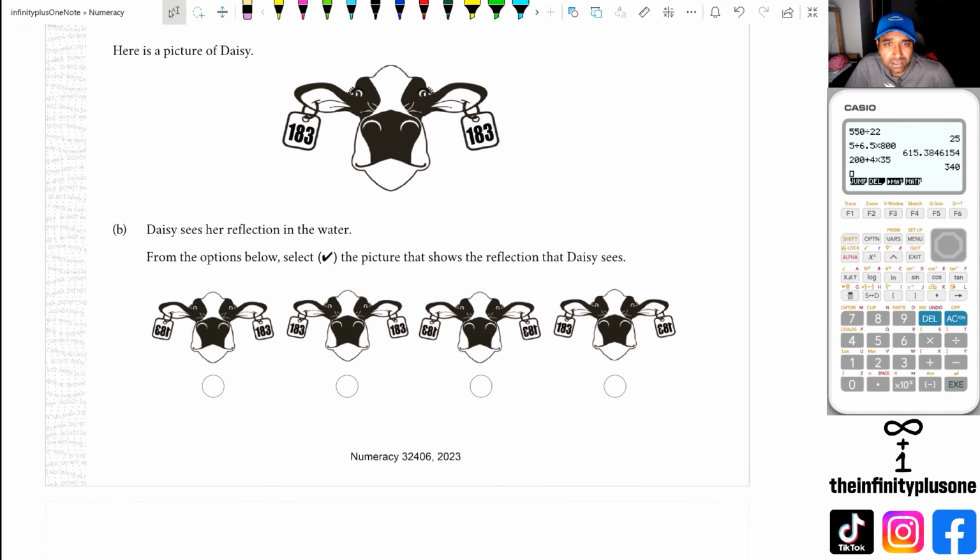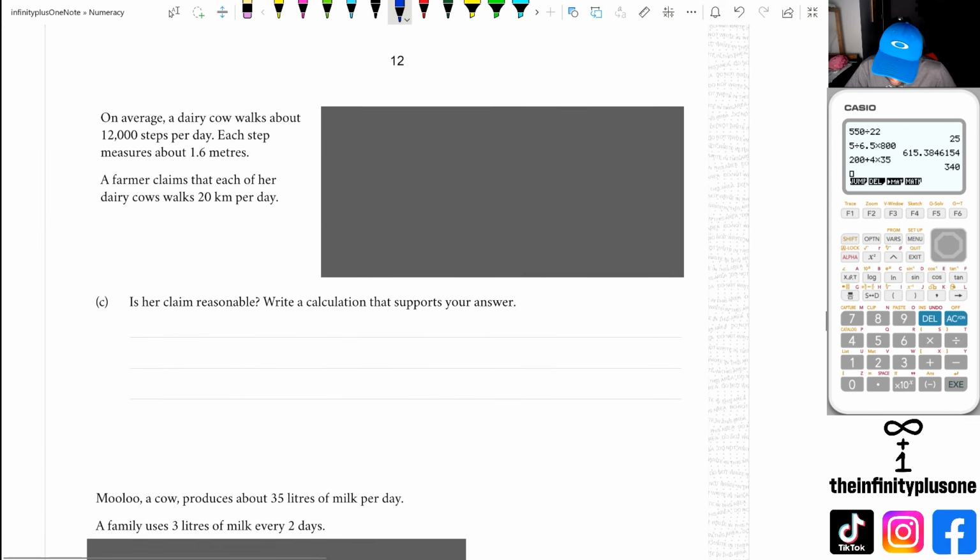Here's a picture of Daisy, cow 183. Daisy sees a reflection in the water. From the options below, select the picture that shows the reflection Daisy sees. Now, if you look at these reflections, obviously the number is going to be reflected. In this case, that number is not reflected, so it's not going to work. In this one, it's not the reflected image. And in the last one, you see that 183 is the right way up. So the correct answer we're looking for is this one here, because both of those numbers are reflected. Cool.